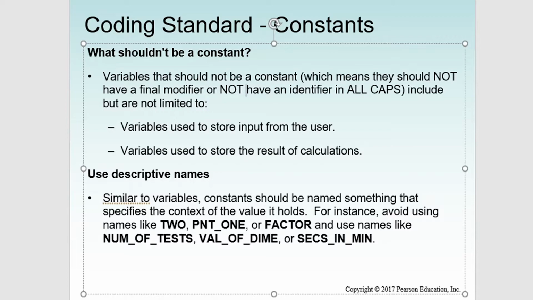Use descriptive names. Similar to variables, constants should be named something that specifies the context of the value they hold. For instance, avoid using names like 2, 0.1, or factor. Use names like NUM_OF_TESTS, VALUE_OF_DIME, SECONDS, and MINUTES.